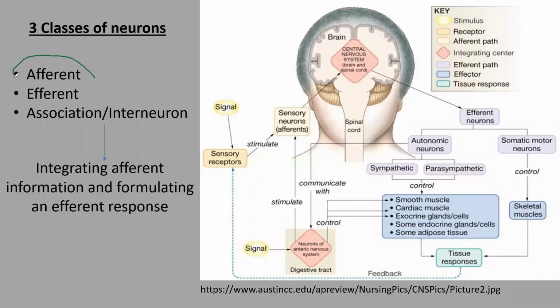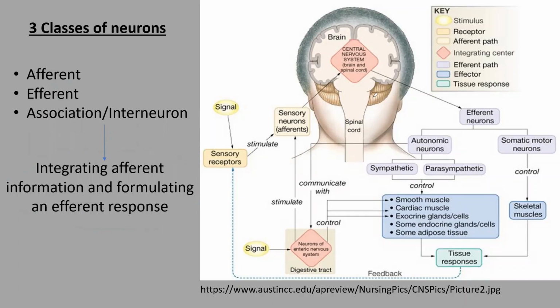It has three classes of neuron: afferent, efferent, and association. Association neurons, or interneurons, are where the integration takes place and play a very significant role. These neurons are important for integration functioning. They receive the information, integrate afferent information, and formulate an efferent response.